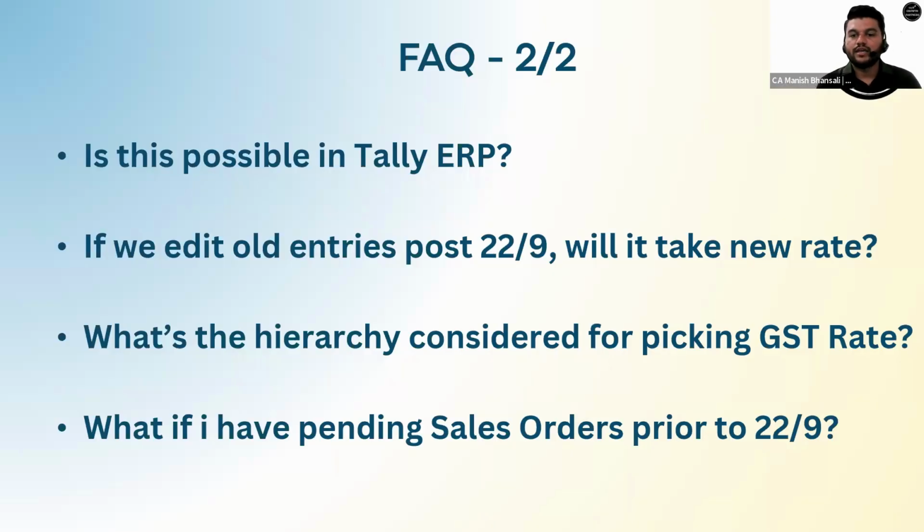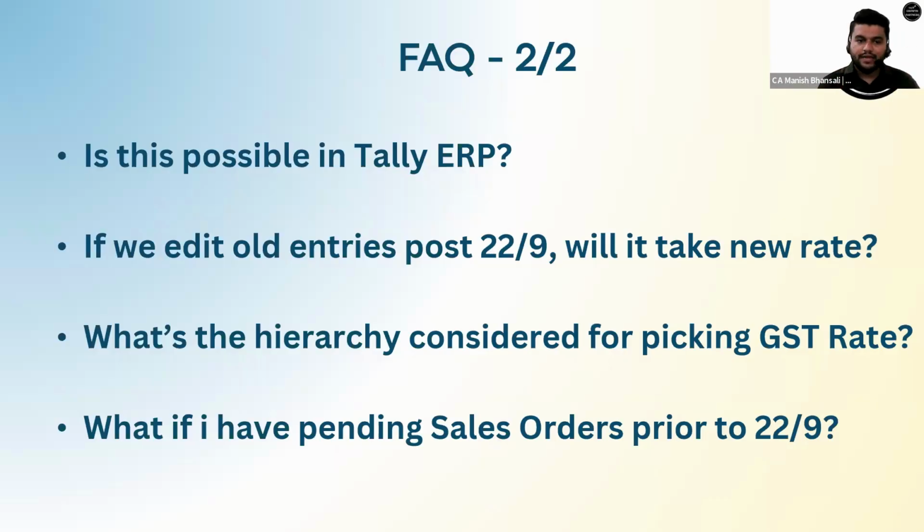Next one is, what's the hierarchy considered for picking GST rate? Yeah, this is very important and very relevant, I guess a lot of questions are on the same front. Clients are confused: somewhere they've maintained GST rate in items, somewhere in groups, somewhere in ledgers. So what will Tally fundamentally pick first? This is the question. So I'll clear this for you.